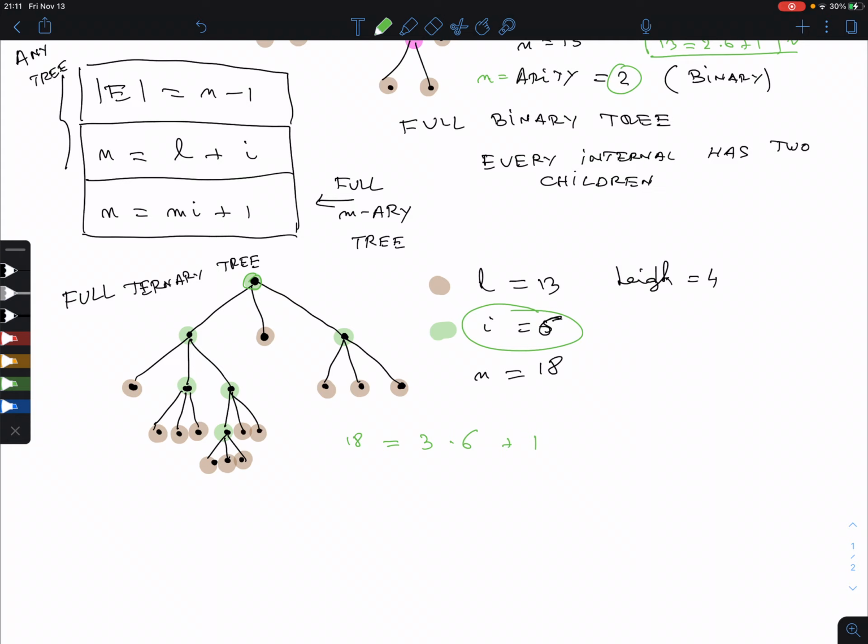What did I do wrong? Perhaps I didn't. Wait. 1, 2, 3, 4, 5, 6. That's a leaf. That's a leaf. These are 3 leaves. These are 3 leaves. These are 2 leaves.